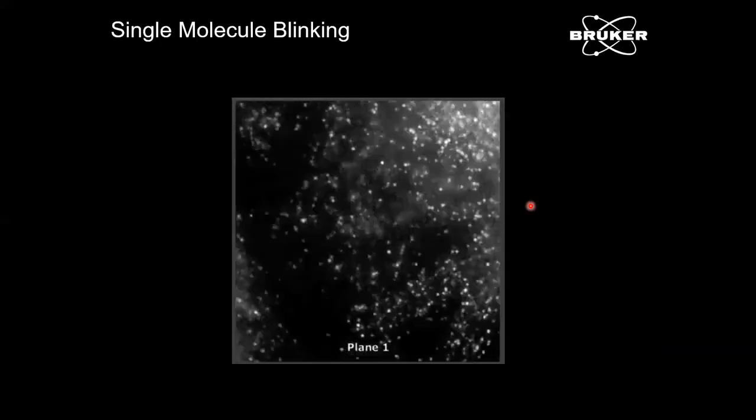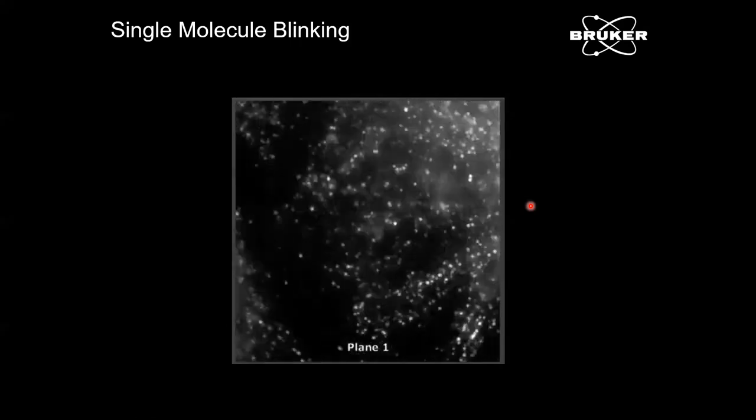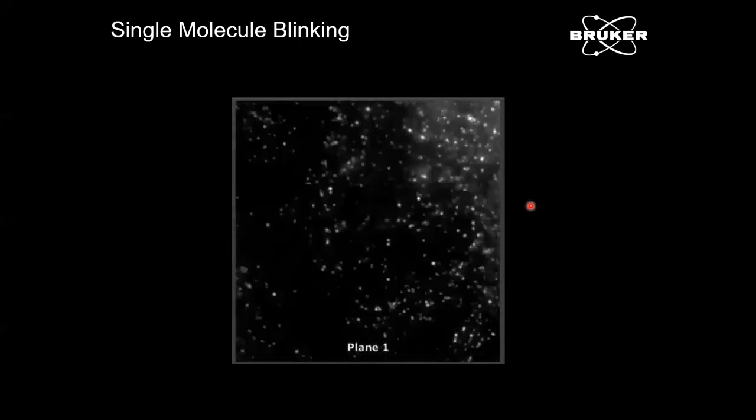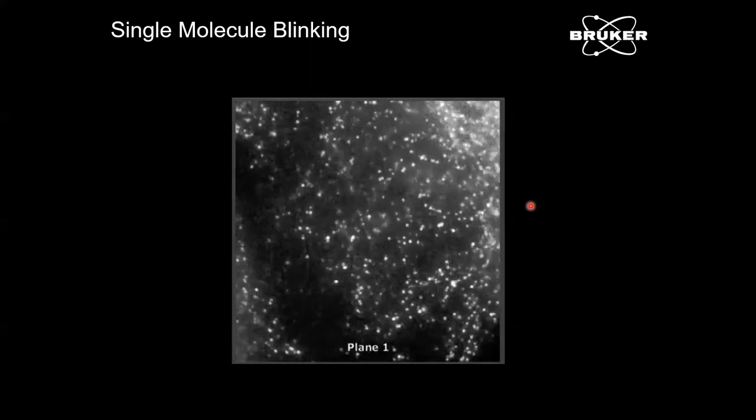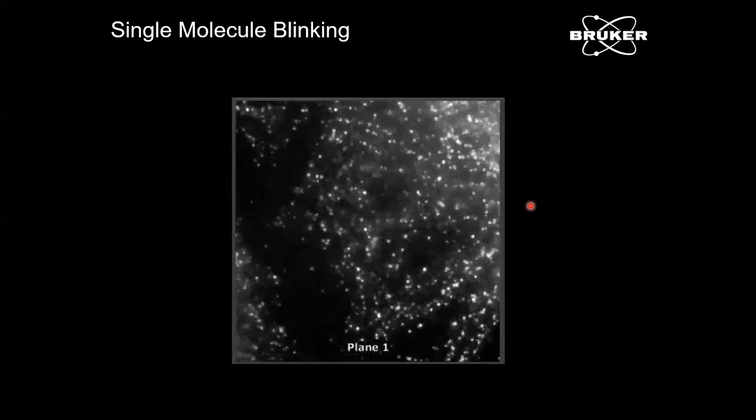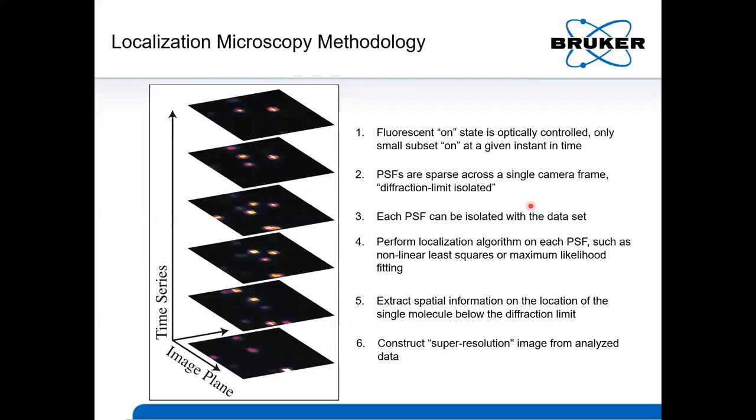In practice, data collection looks like this, where you see a field of view with blinking molecules, ideally no more than one per diffraction limited area. As a reminder of localization microscopy methodology, the fluorescent on state is optically controlled, so only a small subset of the molecules is on at a given time, and this results in point spread functions being sparse across a single camera frame, so they can be isolated individually.